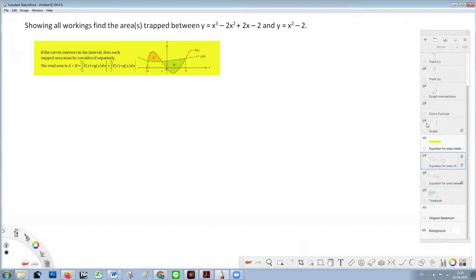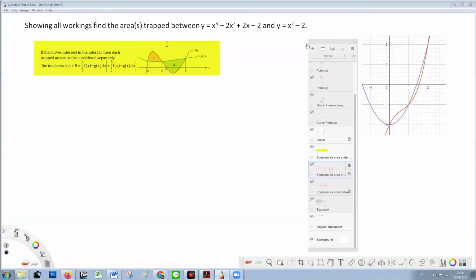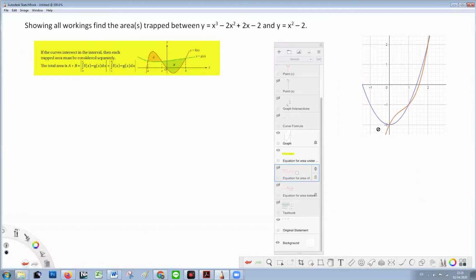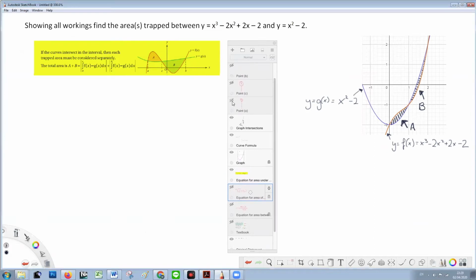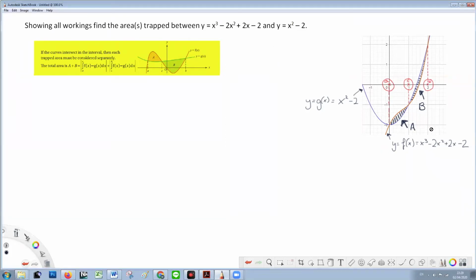So I'm going to go back here and I'm just going to put in that graph. Move this around. And there, basically this is the area we're trying to find. As you can see here, we have y is equal to g of x, x squared minus 2, and y is equal to f of x. And then if I put in these, this is essentially the areas that we're trying to find, A and B. For the A part, we're finding the area between C and A. And for the B part, we're finding the area between B and C. So I'm just going to put them all in. I can now hide this, and we can essentially start.